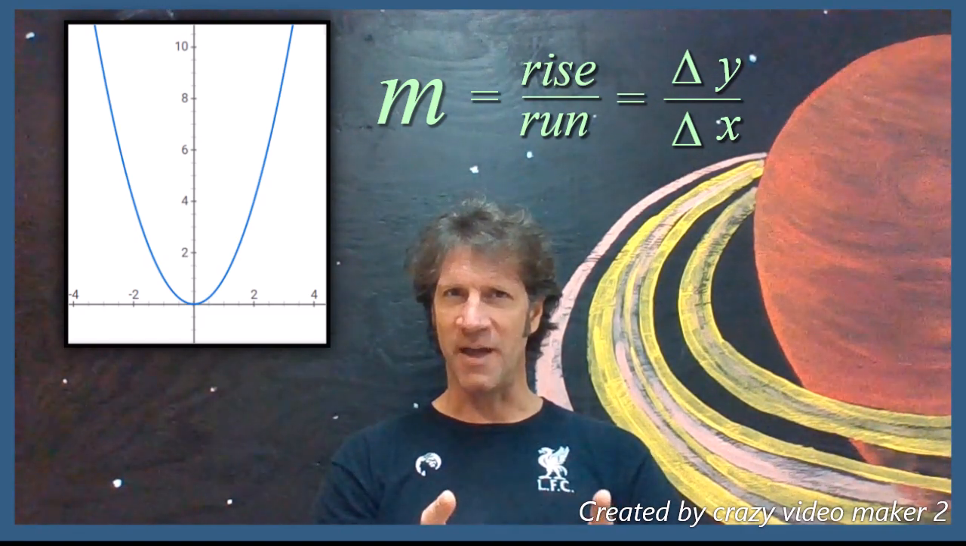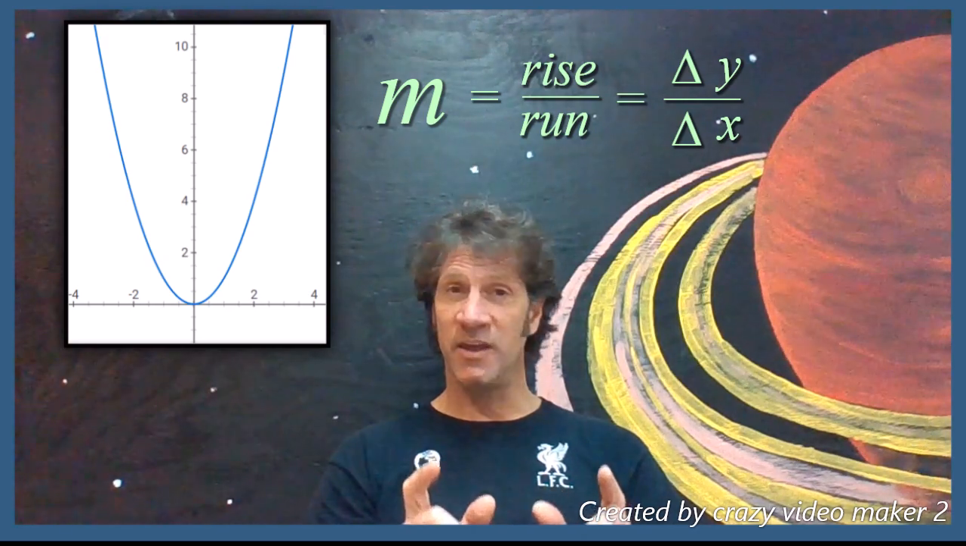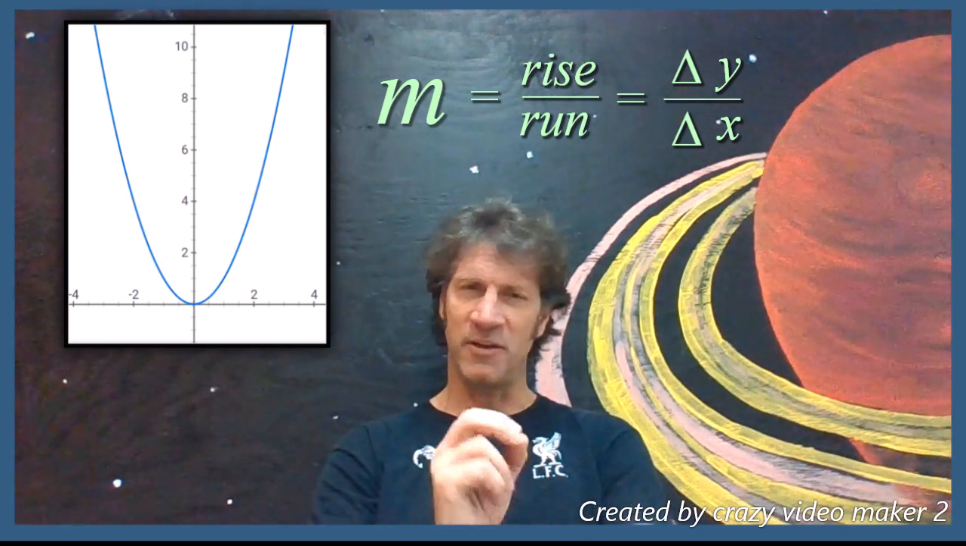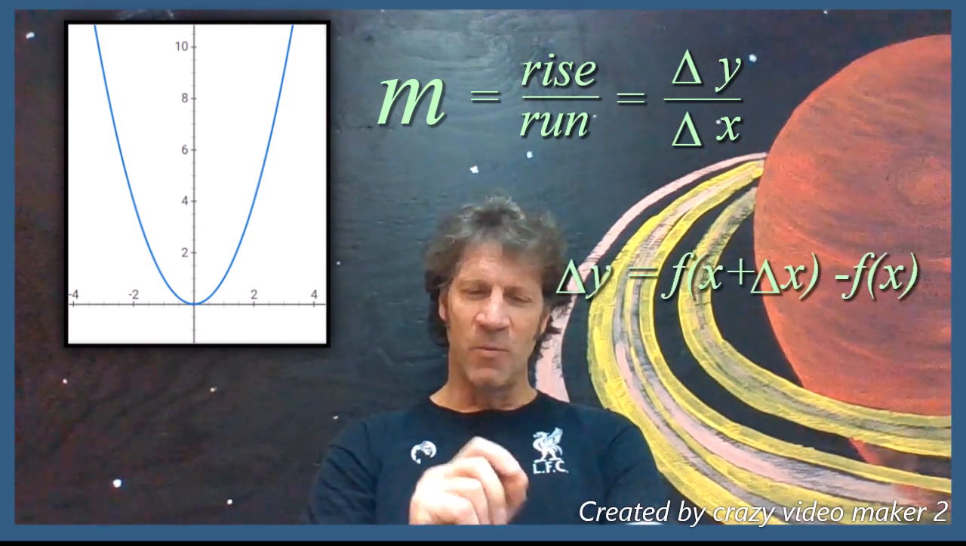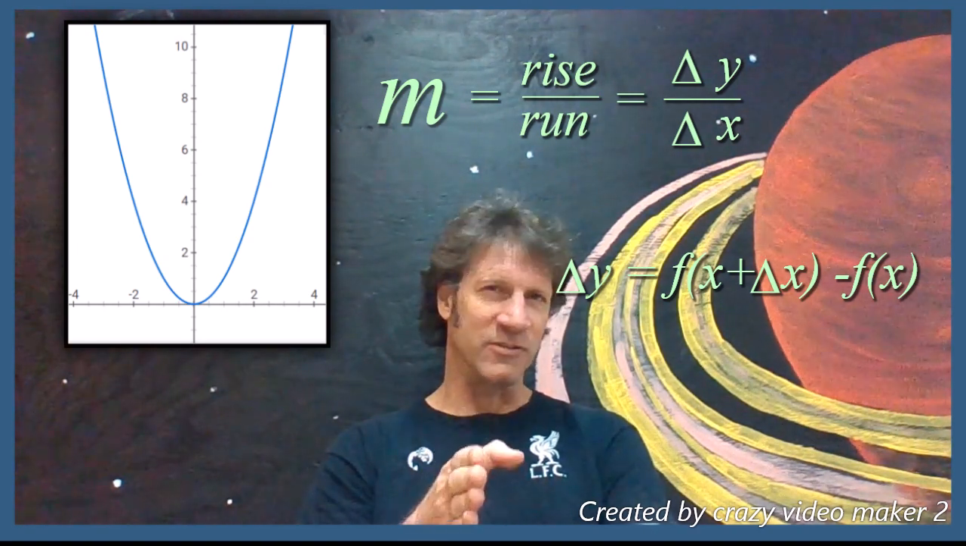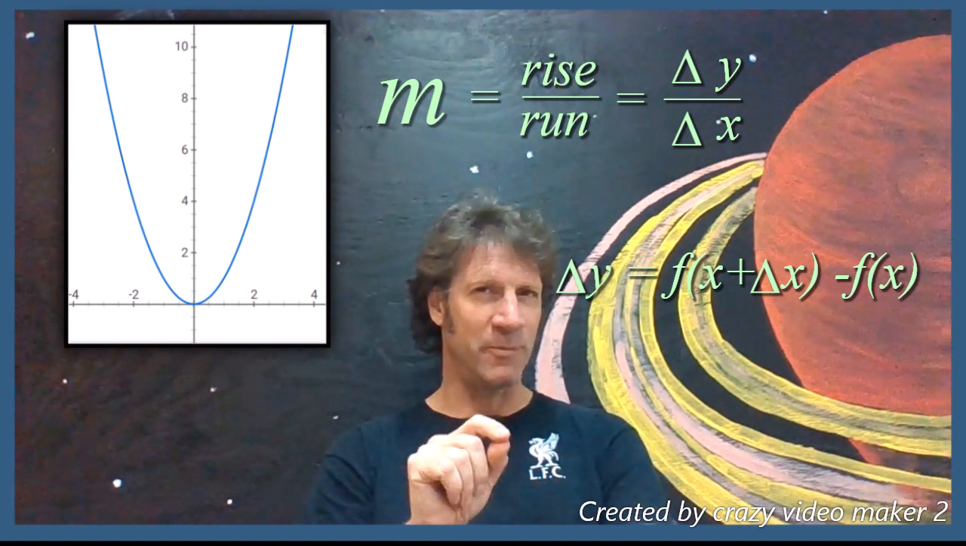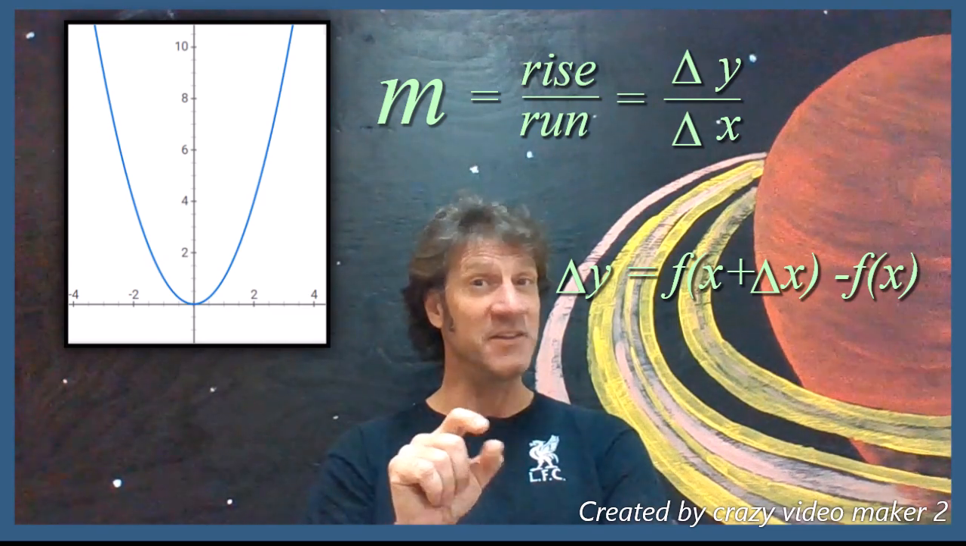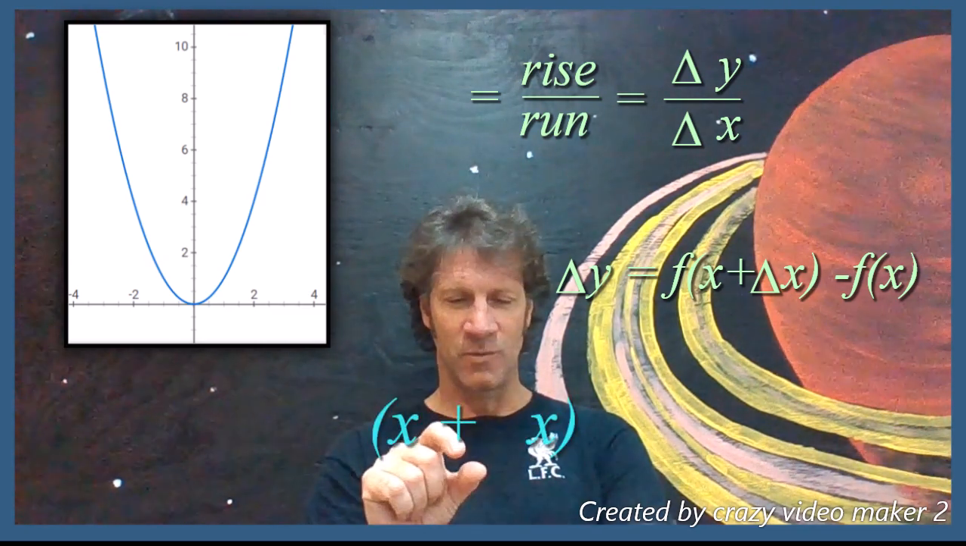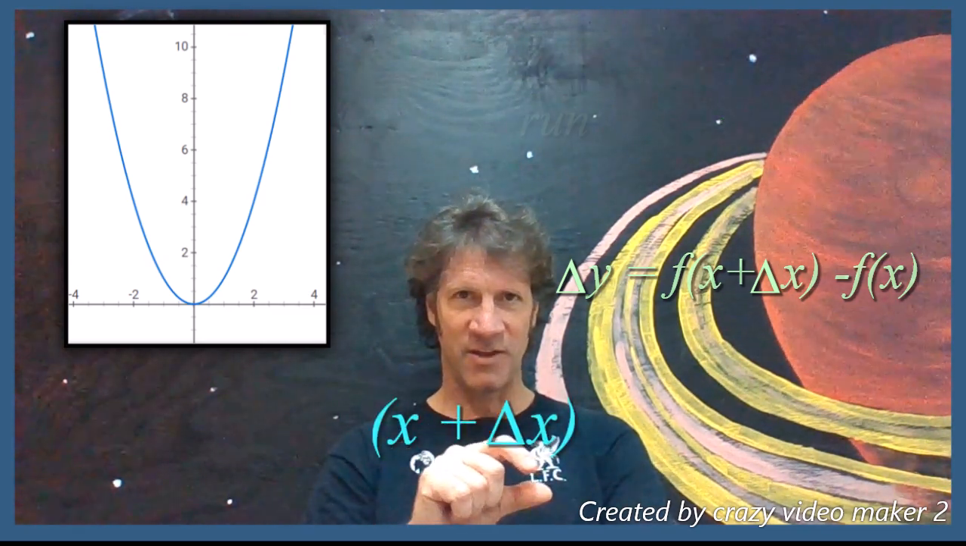Now that delta y, we're going to break that down into the idea of y2 minus y1. Where we're going to get our y2 is we're going to start with an x, and then we're going to add a little bit to it. And that little bit is going to be a delta x. So we have x plus delta x. We're going to square the whole thing. That's going to give us our y2. Minus y1, we just subtract x squared. So we have x plus delta x, the quantity squared, minus x squared.